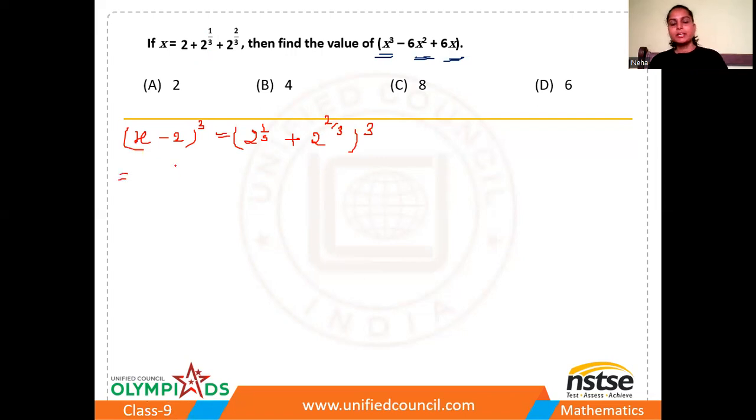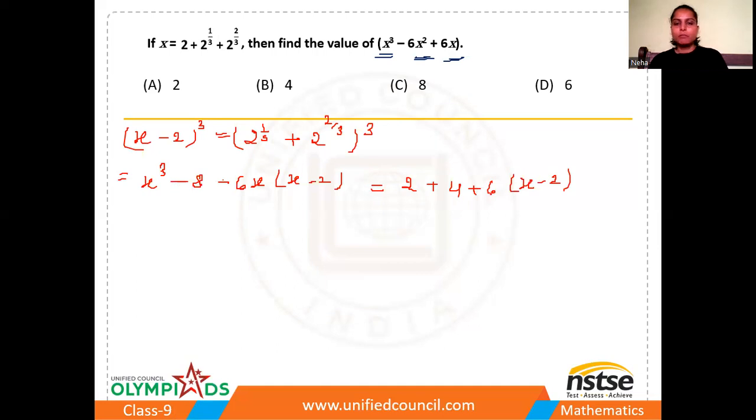So x minus 2 whole cube. Now let me try to solve this. This x is nothing but a minus b whole cube, right? So this becomes a cube minus b cube minus 3ab into a minus b. Correct. And this is again a plus b whole cube, right? So this is a cube plus b cube. So this is 2 and this is 2 square, so it becomes 4 plus 6 into x minus 2. Correct.